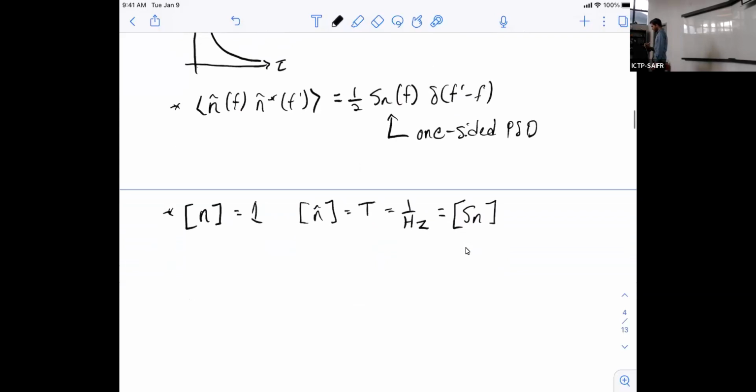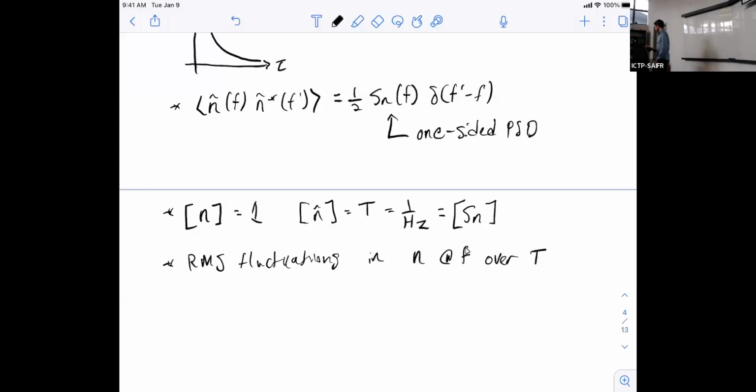Now the way to interpret the PSD is in terms of the root mean squared, RMS, fluctuations in the noise process, if I measure it at some frequency using some interval of time t. So I take 10 seconds of data, and at 20 hertz, I want to figure out what was the RMS fluctuation of the noise in that particular frequency range.